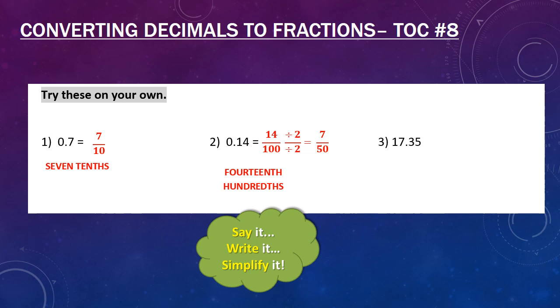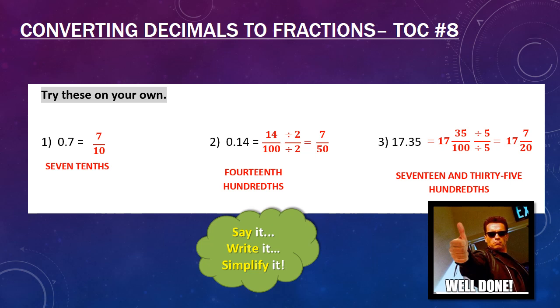Last example, or number 3, I have, say it, 17 and 35/100. The 17 is going to go out front, 35 is going to go over 100, and then I'm going to divide both by 5 to simplify, and I end up with 17 and 7/20. Good job. Let's keep going.